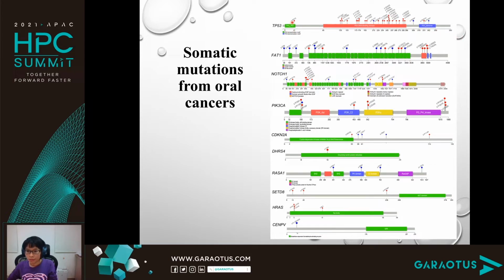For example, here we got many different mutations in different positions. So after we identify those kinds of mutation patterns in our sample, we can try to identify potential biomarkers from those data.